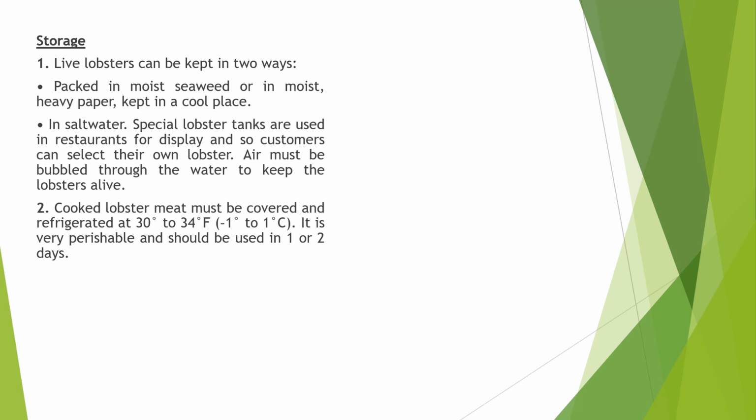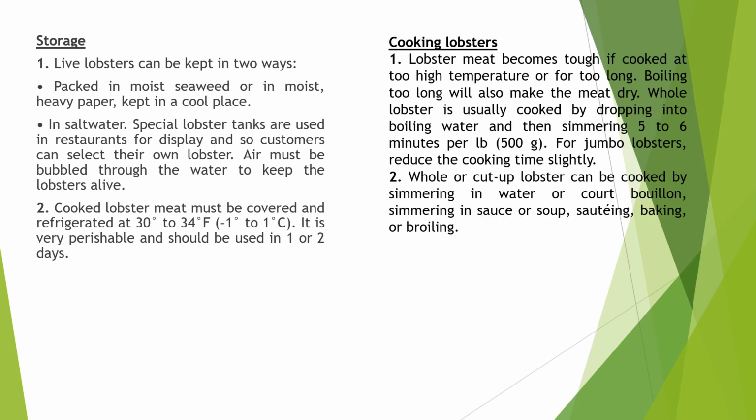All right, so how are you going to be storing your lobster? Live lobster can be kept in two ways: packed in moist seaweed or in moist heavy paper kept in a cool place, and number two, in salt water. Special lobster tanks are used in restaurants or displays, so customers can select their own lobster. Air must be bubbling through the water to keep the lobster alive.